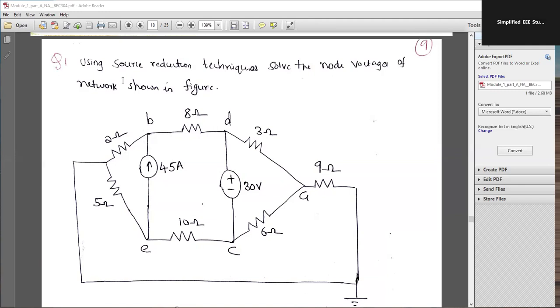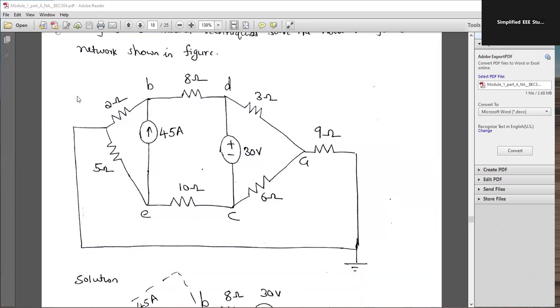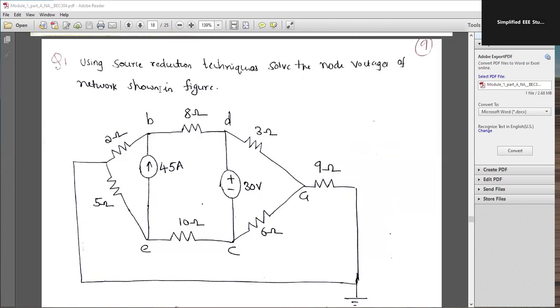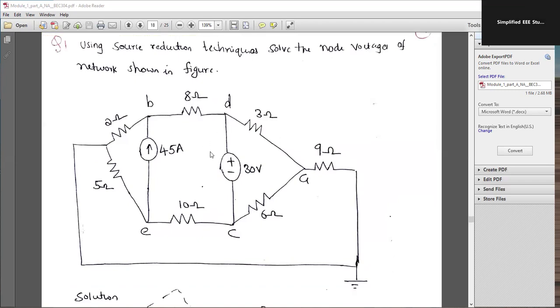First of all, please read the question carefully. Using the source reduction technique, solve for the node voltage of the network shown in the figure. So we have a circuit diagram given. What you are supposed to do, using source reduction, is calculate the node voltage of the network. That is the aim of the question.